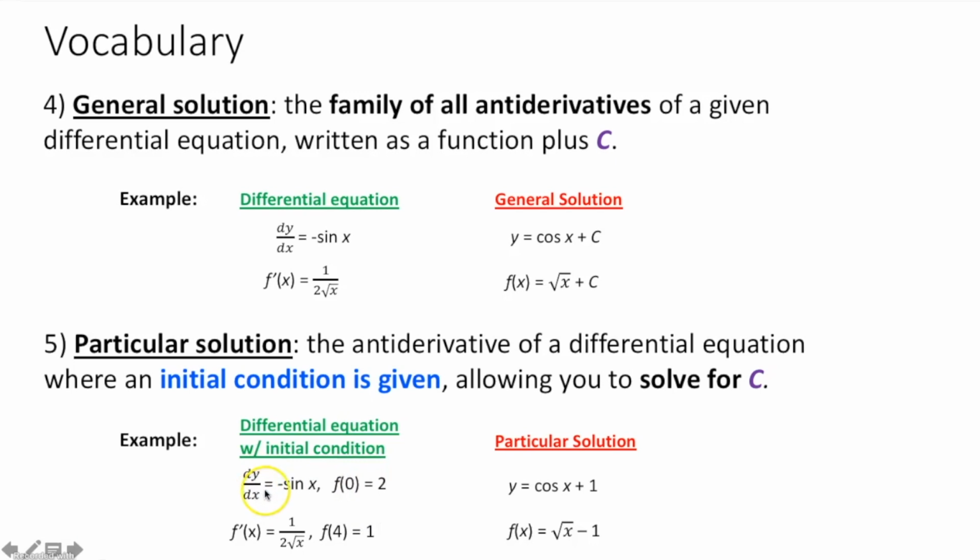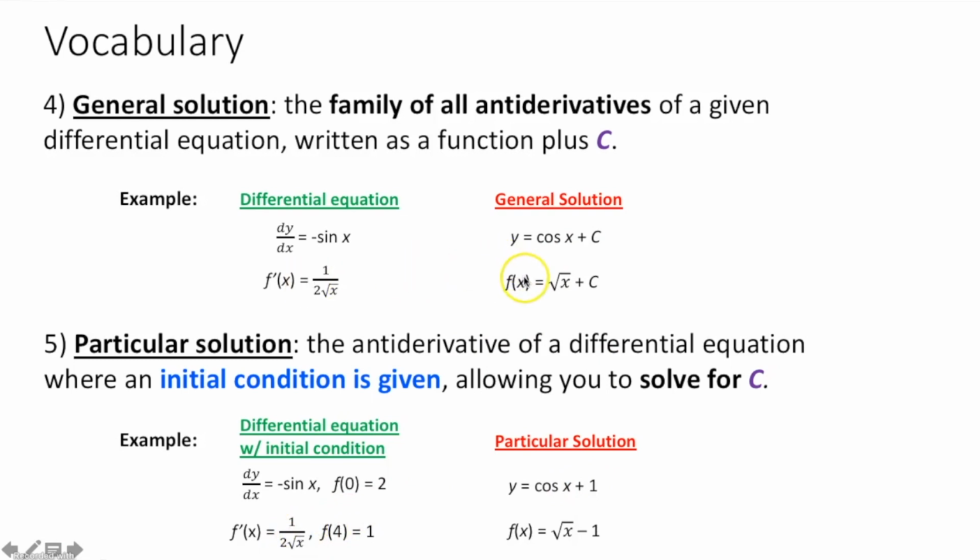So here they say dy dx is equal to negative sine of x, where f of 0 is equal to 2. That means that you must integrate this particular function right here, this differential equation. And when you integrate, you find the general solution, which would be y is equal to cosine of x plus c. Once you find this, then you can use your initial condition, f of 0 is equal to 2. So you plug in 0 for x, 2 for y, and you can now solve for c, which is equal to 1.